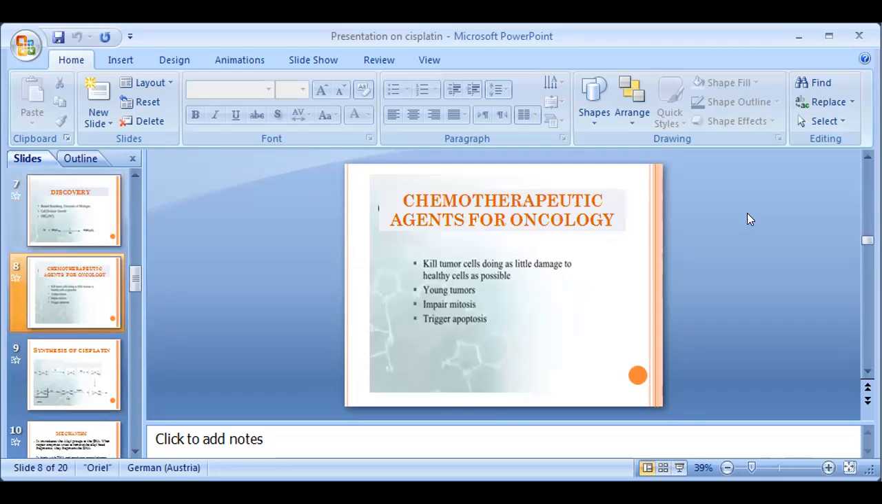Chemotherapeutic agents for oncology. These agents are used to directly or indirectly inhibit the uncontrolled growth and proliferation of cancer cells. Oncology is a branch of medicine that deals with the prevention, diagnosis, and treatment of cancers. They kill tumor cells, doing as little damage to healthy cells as possible. They impair mitosis and trigger apoptosis, which is the process of programmed cell death.